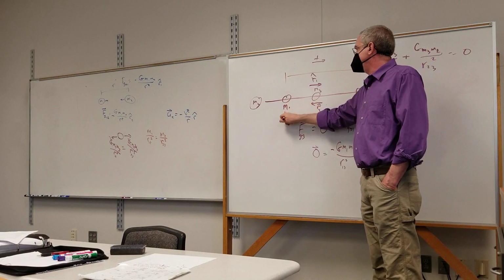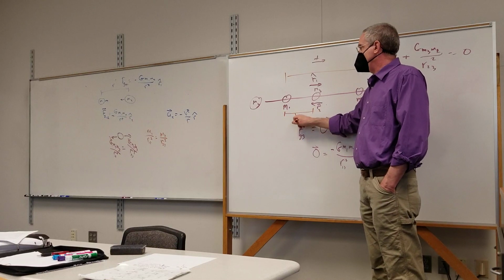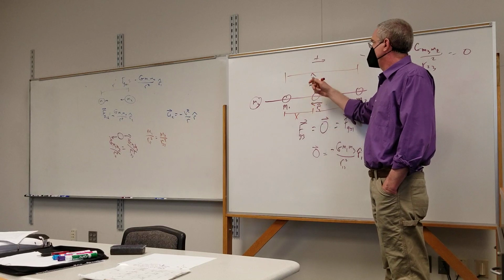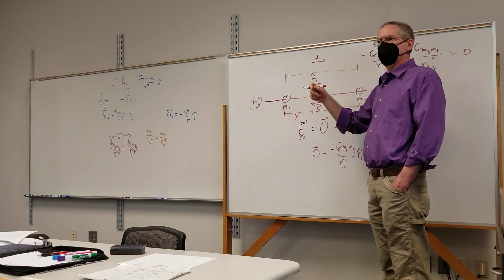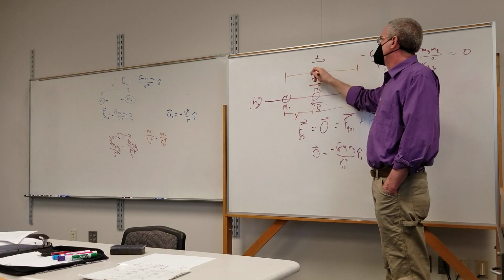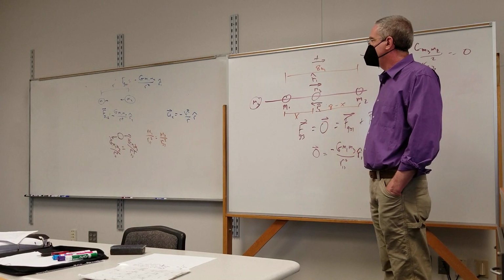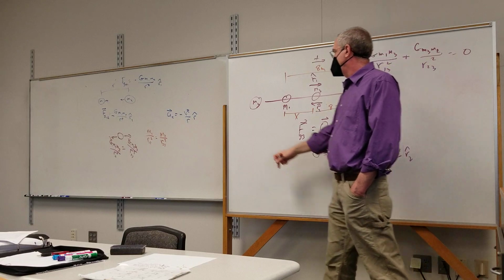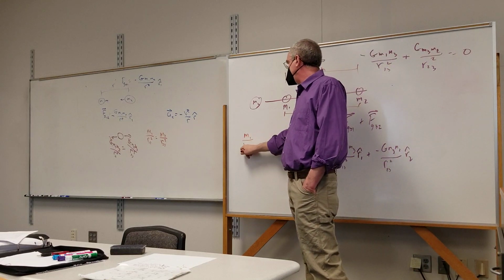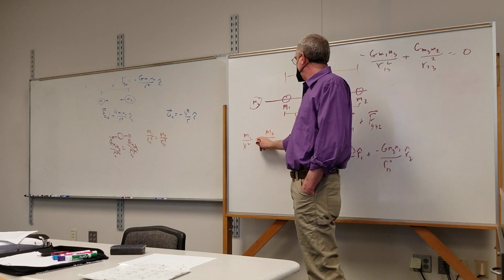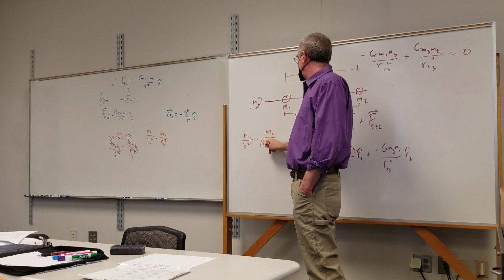So, why don't I make that x, and so this would be whatever that distance is. Is it 8 meters in the problem? That would be 8 minus x. So you're left with m1 over x squared is equal to m2 over 8 minus x squared.